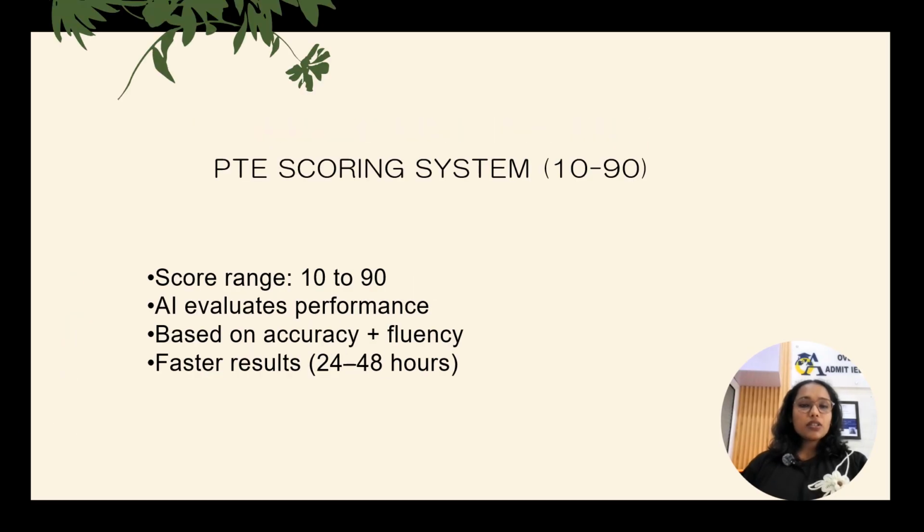Now, let's talk about something that every student cares about, that is the scoring system. PTE uses a score range from 10 to 90, and your score is calculated by an AI system, not a human examiner. That means there's no bias, no mood factor, no human error.